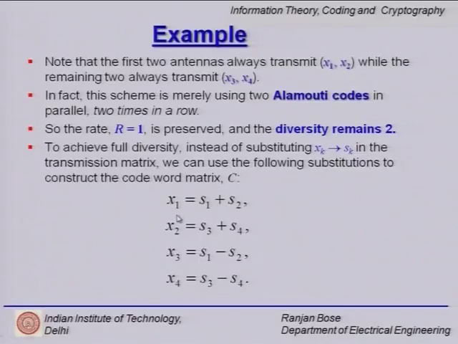Earlier, instead of X1 being dependent only on S1, I have made X1 dependent on S1, S2. Now the first transmit antenna will be dealing with S1 and S2. The second one is now dealing with S2 and S3 and S4. So I have brought back these other two symbols. I have started mixing them up, thereby hoping to get diversity.